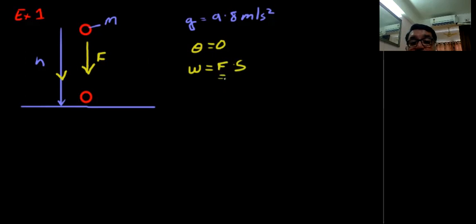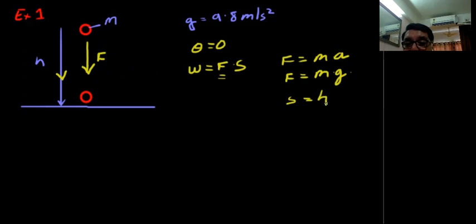Now let's try to find what the force is. Remember from our 8th and 9th standard, we have studied from Newton's law that force equals mass into acceleration. In this case, the acceleration is gravity. So we say force equals m into g. The second important thing is that when the body is moving vertically downwards, our displacement is equal to our height. Remember, starting point and ending point. So displacement equals height.